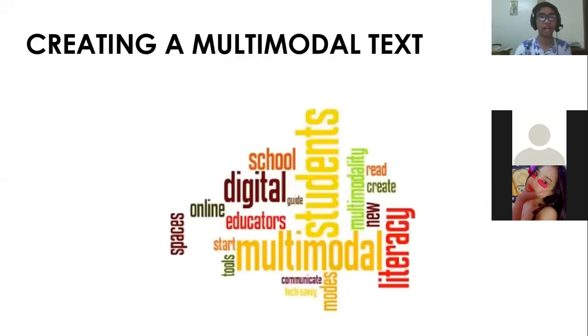Okay, so creating a multimodal text. The thing that you're viewing right now is an example of a multimodal text. So the center word is multimodal. And of course, you, as my students, will be using that multimodal with its scope or components. We have the tools, we have the communicate, the modes, literacy, and all. So that's an example of a multimodal text.